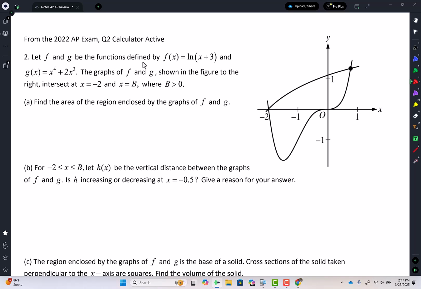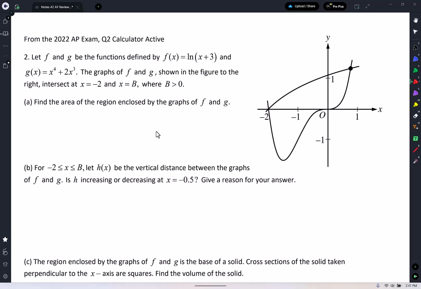Let f and g be the functions defined by f of x equals ln of x plus 3 and g of x equals x to the 4th plus 2x cubed. The graphs of f and g shown in the figure to the right intersect at x equals -2 and at x equals b, where b is greater than 0. Find the area of the region enclosed by the graphs of f and g. Okay. If it's calculator active, you just got to show them the setup of how you got all the values.